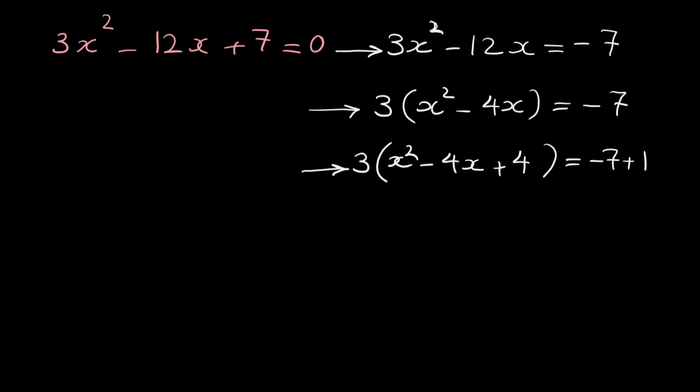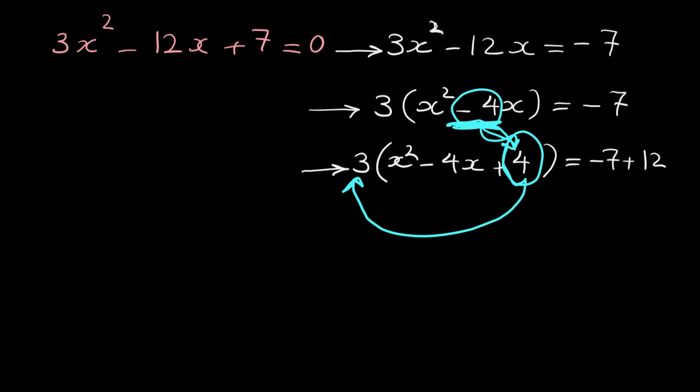Negative 7 plus 12. Let's review this step, which is new. We add a square of half of this number to the inside of the bracket. Half of this number is negative 2. Negative 2 squared is 4. But because we added 4 to the inside of the bracket, it's going to be multiplied by 3. 3 times 4 is 12. This is the number that we have to add to the other side.